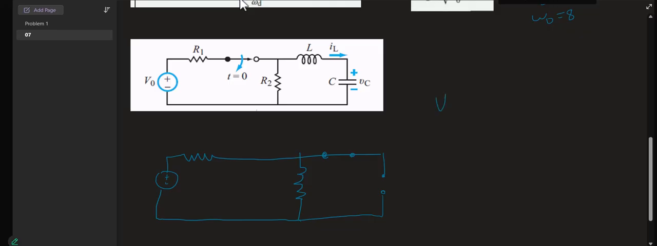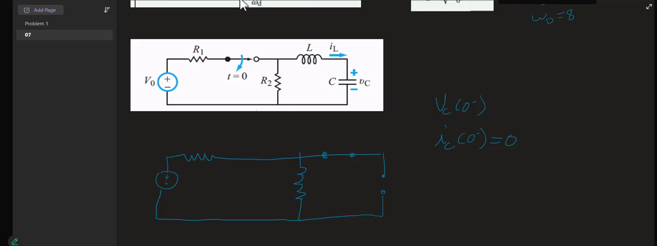So we need VC of 0 minus and IL, or IC of 0 minus. Well, IC of 0 minus is easy. It's an open circuit. It has to be 0. But just because it doesn't have a current through it doesn't mean it doesn't have a voltage across it. It does have a voltage.